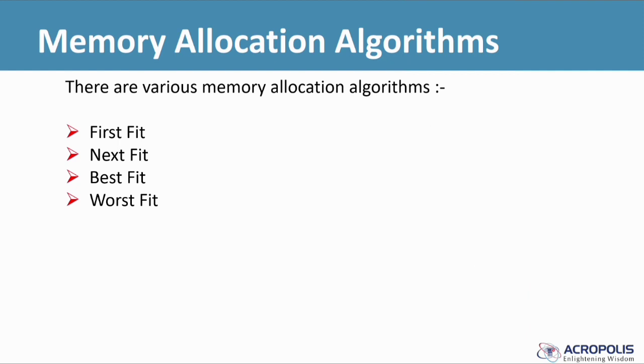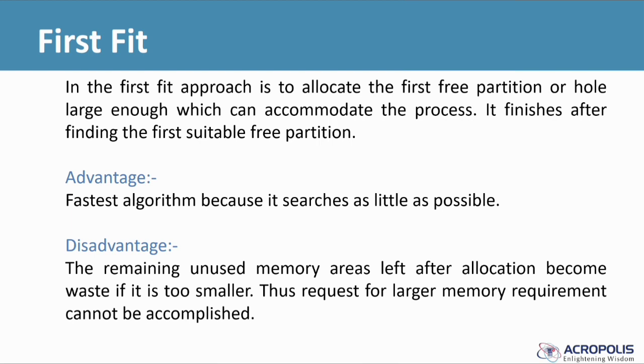Here we have four algorithms: first fit, next fit, best fit, and worst fit. Let us look in greater detail at what each is. Let's start. The first one is first fit. When a process is there, it allocates the first free partition that is large enough to accommodate that process. It just searches for empty space, and if there is any, it allocates the first free partition that is enough to accommodate that process. It has some advantages and disadvantages as well.